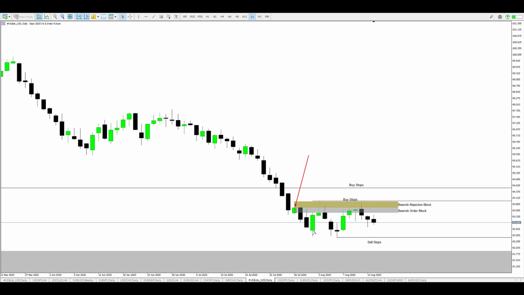So price traded into the OB and fell to the downside, right? Traded again into the OB and fell to the downside. So you can clearly see we've got a range forming on the dollar index. We've got a range on the daily time frame, right? We've got the upside of the range and the low side of the range.